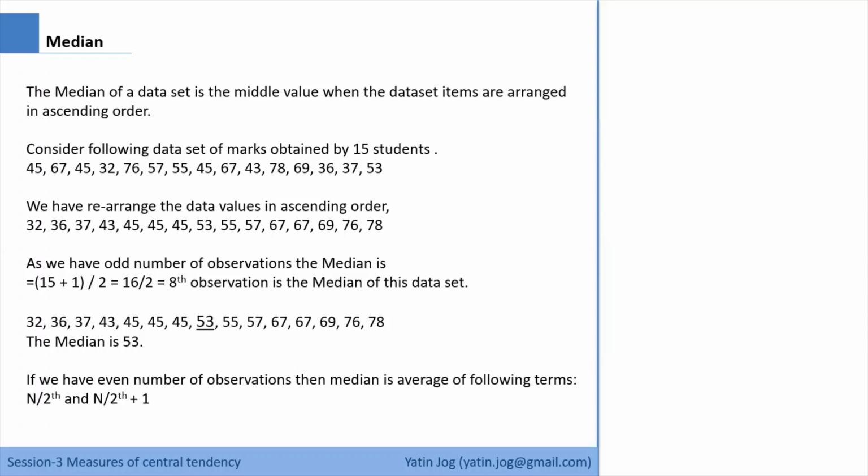Considering repetition of values, frequency of values: if I'm trying to represent one data set using a single value, then that is mode. And the third and most important is median. If I'm trying to represent the behavior of a data set by a middle location value, then I'm talking about median.